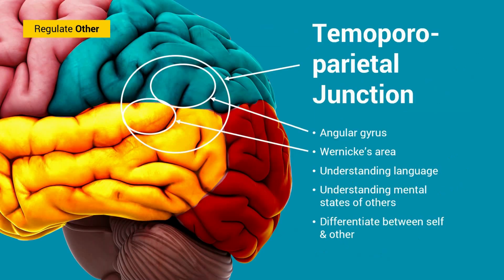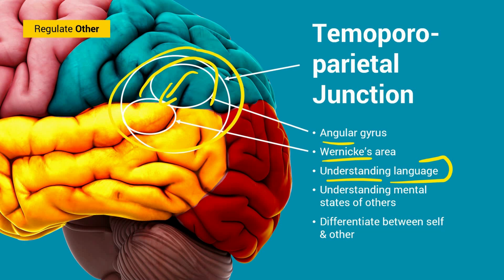So what does this area do? Well, this involves a couple of different other areas, such as the angular gyrus, which you can see over here, and it's basically because it sits on a bit of an angle. That angular gyrus feeds information into Wernicke's area, which is involved in understanding language, especially when you read or when you speak to someone. Understanding that language is all about what Wernicke's area does, and this general area is also involved in understanding the mental states of others as well.